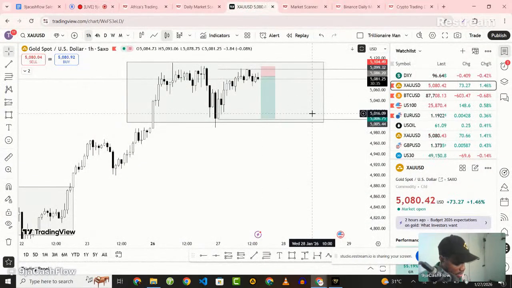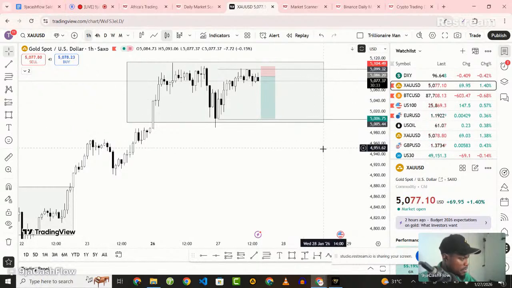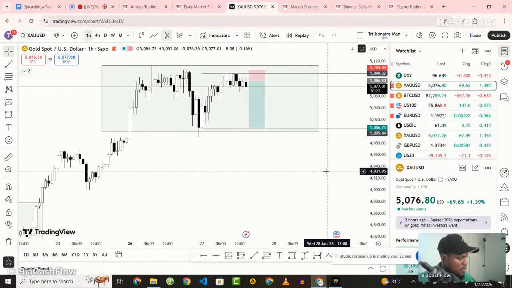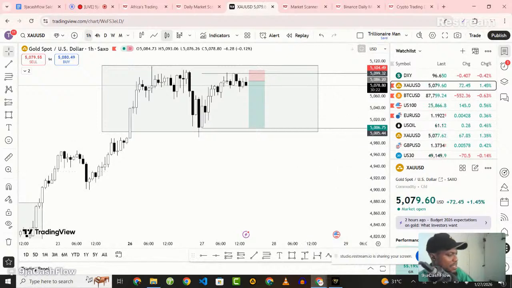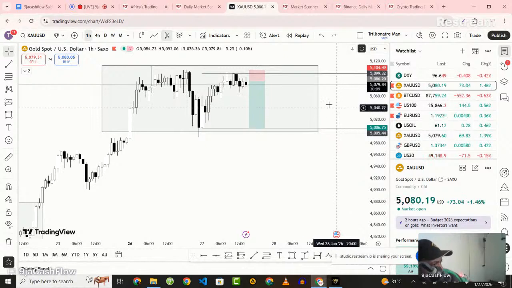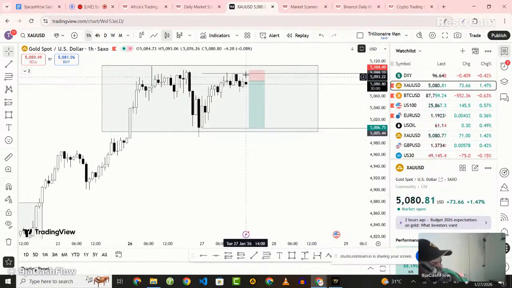What do you guys think about gold? Don't they drop? Can we wait for a clear liquidity grab at the top before, if at all, we short?